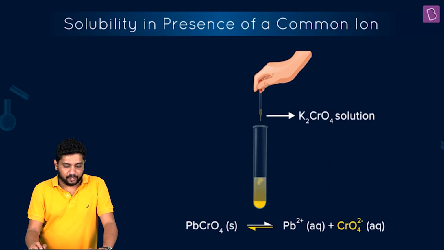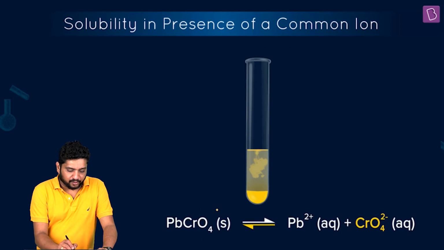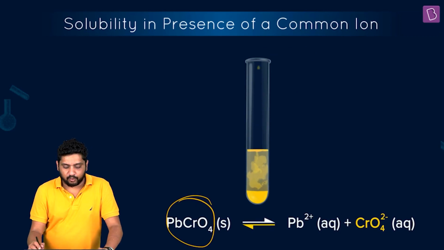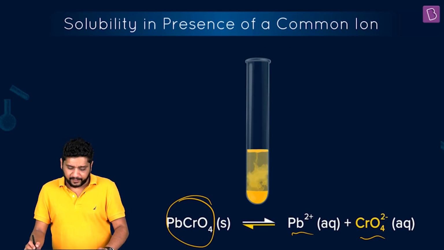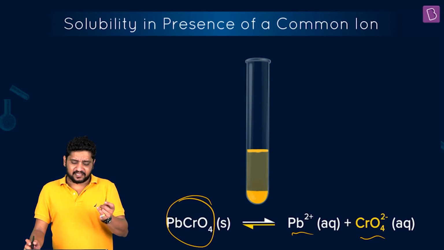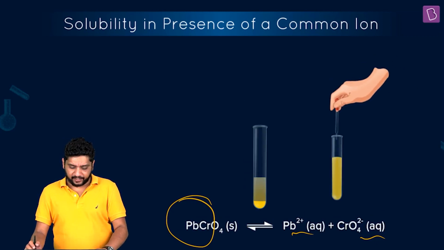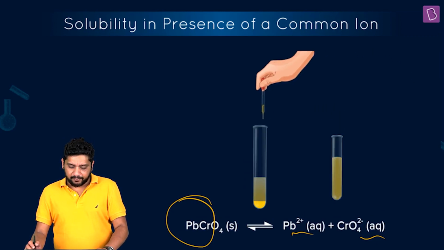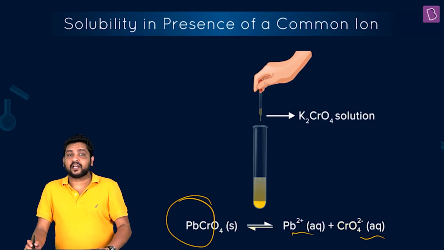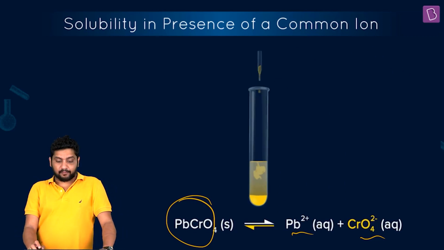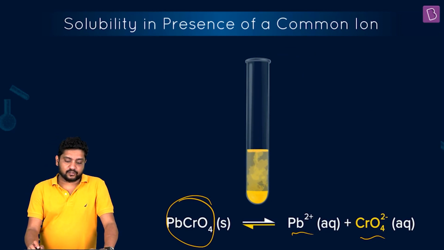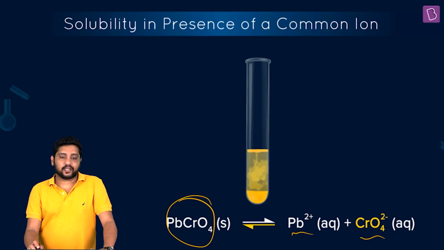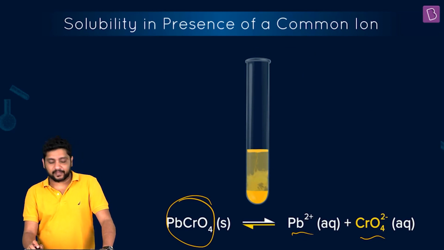For example, let's say you are looking at lead chromate. We have PbCrO4 giving you Pb2+ and chromate ion. This is what is happening when there is some bit of solubility. So what did I do? I am adding K2CrO4, which means I am adding some chromate ions into the solution, which means that obviously it will lead to some precipitation of lead chromate.